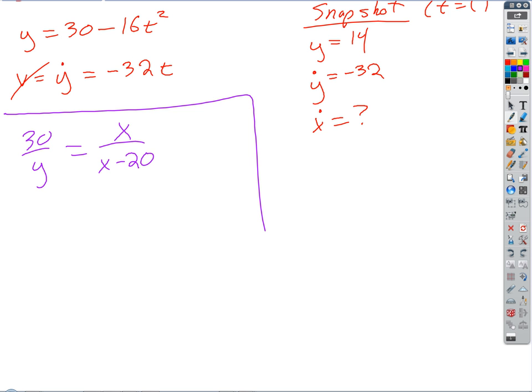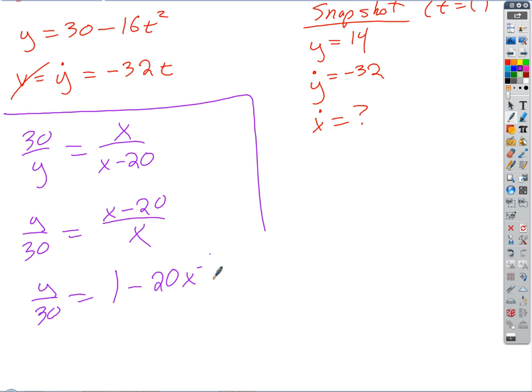That's not good. So let's flip this over. I have to flip both sides of the fraction though, right? So this one's going to be y over 30. What do I get over here? x over x minus 20, so x over x minus 20. Now that's going to get a lot better too, because look what happens now. If I break that into two fractions, what do I get? x over x is 1. So I get y over 30 equals 1 minus 20 over x. Now I do get one, that's a little bit unfortunate, but it's better than the quotient rule, right? So this is going to become the same thing as 20 x to the minus 1, right?